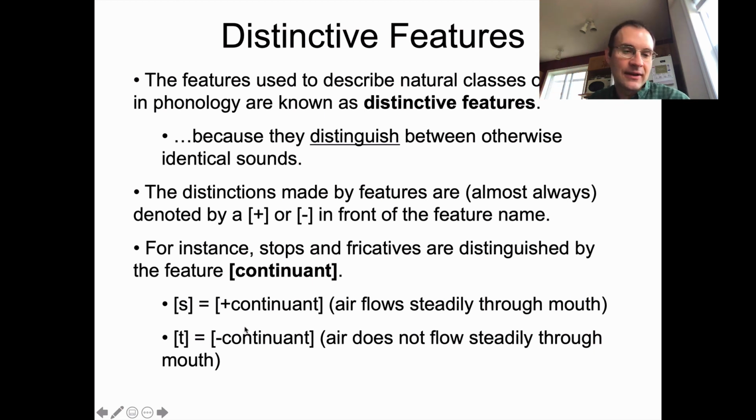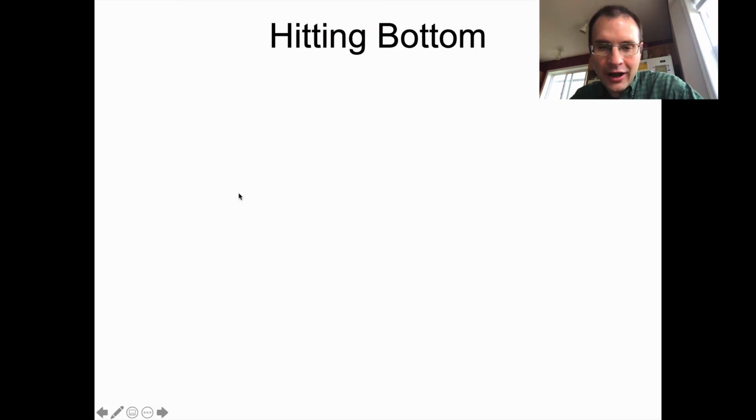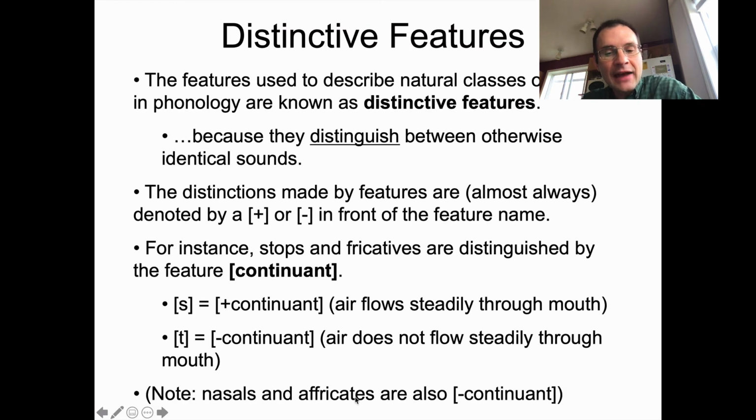T versus sa. S is plus continuant, T is minus continuant. That distinguishes stops and fricatives as well as a few other things in our phonemic inventories. I will make a point here, just so you know, that nasals and affricates are also minus continuant things in language. Affricates kind of makes sense because like cha and ja, you can't keep a cha going for a long period of time, right? Or a ja, you have to include a stop in that, so it has to be a moment in time.